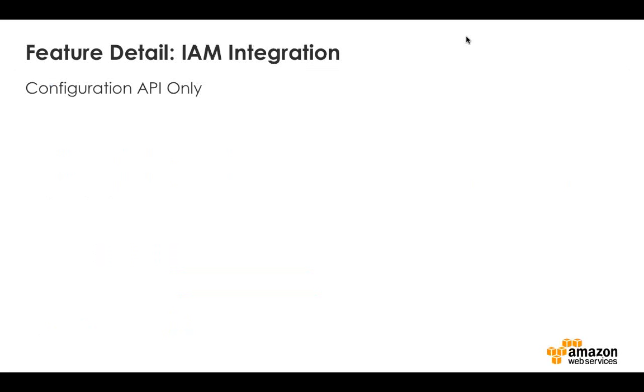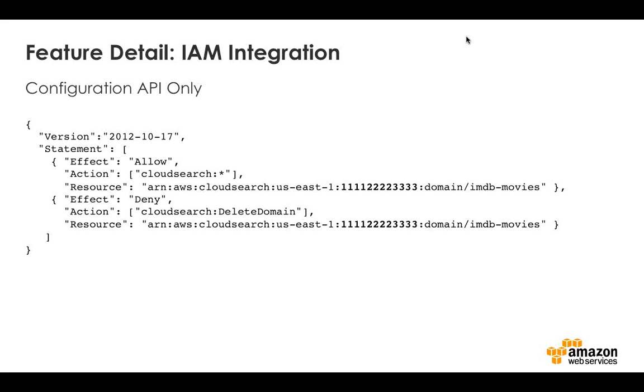We've also released some integration with IAM, and this at the moment is for the configuration API only. Your configuration API allows control over creating and deleting domains and doing other operational tasks. With CloudSearch, you would create an IAM policy, and we've exposed the ability to control access to particular IAM roles on a per domain, per region, per action basis. So you have very fine-grained control over which IAM roles can perform which administrative functions.